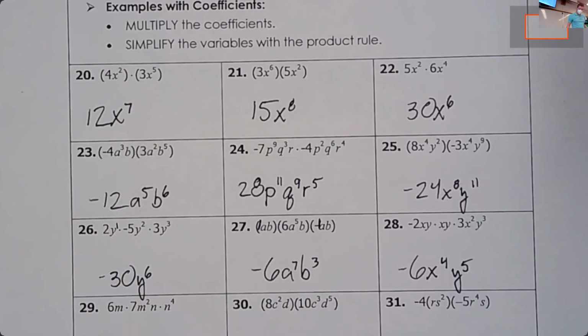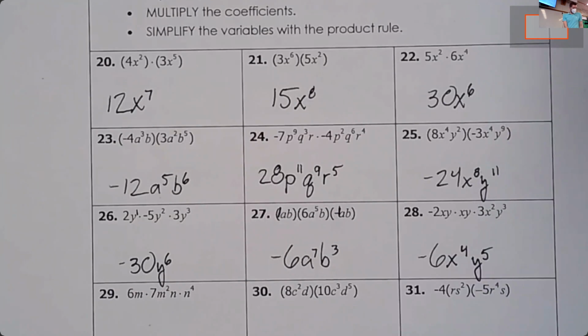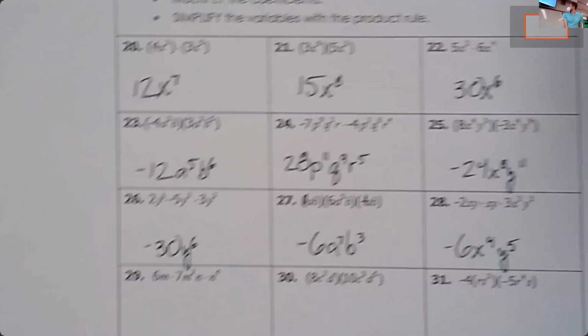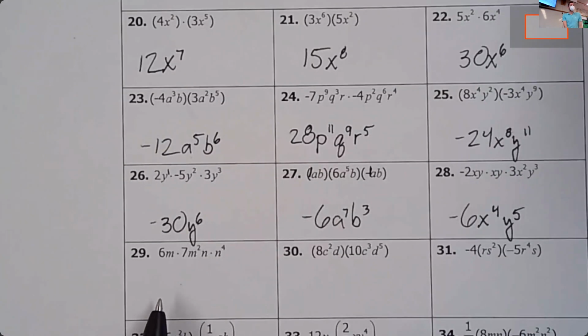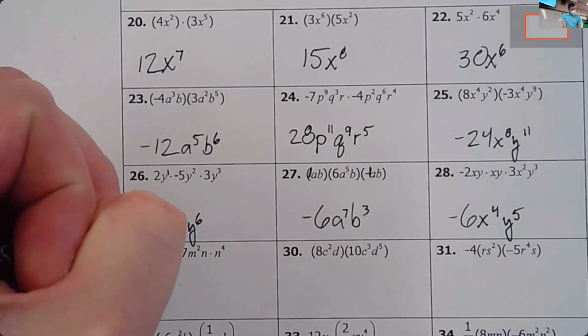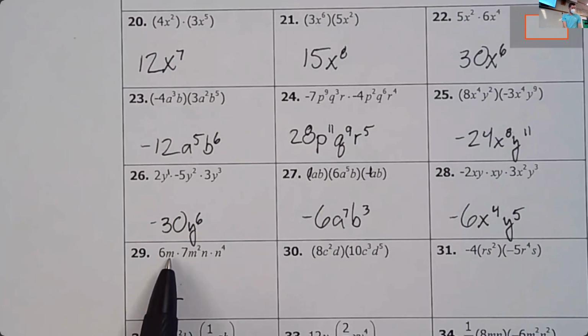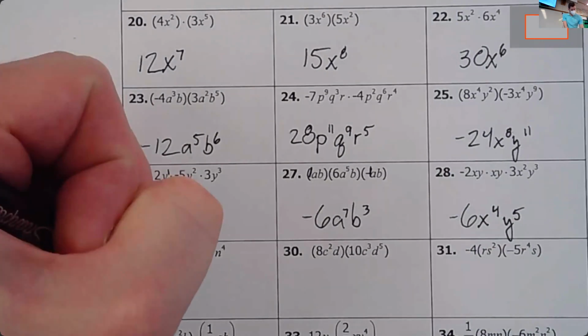All right. Number 29 is going to Esteban. So what's our first number going to be on number 29? When you multiply the 6 and the 7, what do you get? $42. Nice. And then we have an m here, which is a 1, and then we have 2 more here. So what's 1 plus 2 going to be? 3. All right, so m to the 3rd.